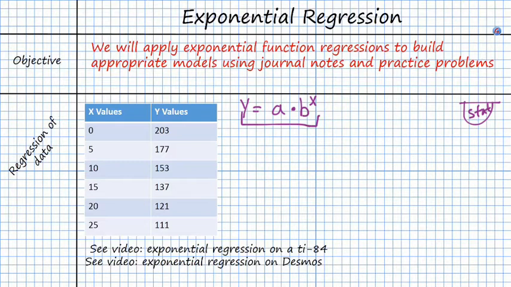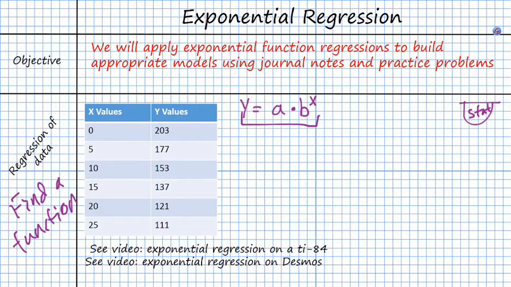You're going to need a TI-84 calculator, or if you're familiar with Desmos, you can do this entire process in Desmos as well. So let's say that we're given a table of values here, and I want to find a regression of this data. So I want to find a function. What this means is find a function which will model the data.